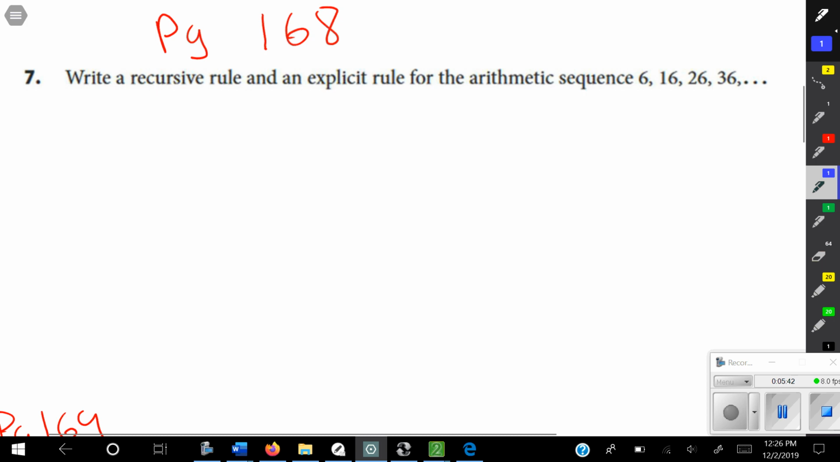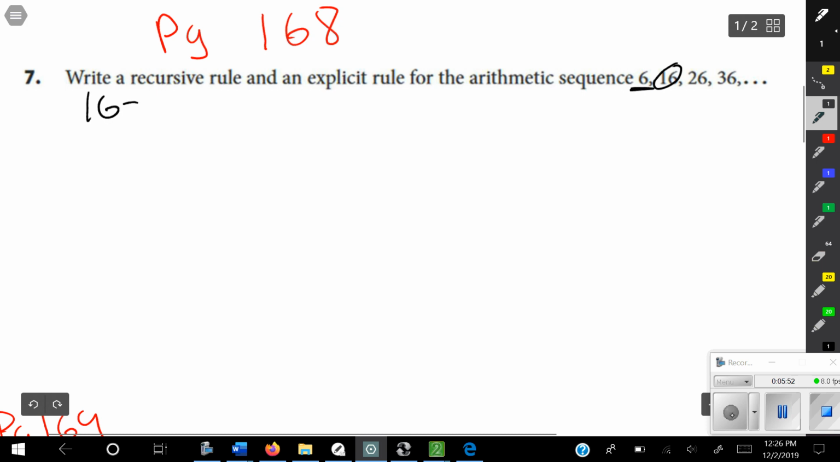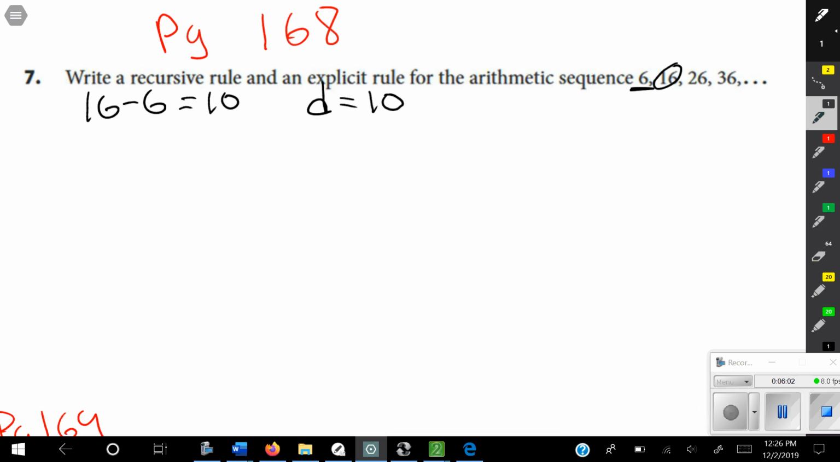Okay, so we're going to take the common difference. We're going to take the second term and subtract it from the first term. So we're going to have 16 minus 6, and that's going to get us 10. So the common difference is 10. And then our first term, which is given, f of 1 is equal to 6.